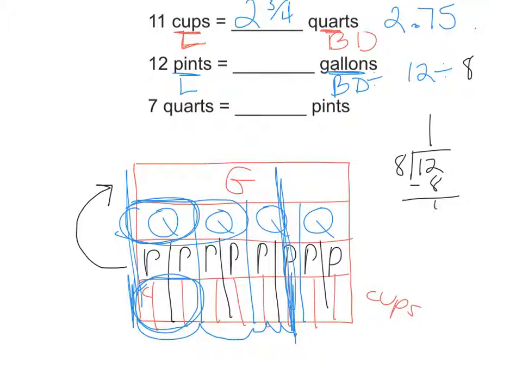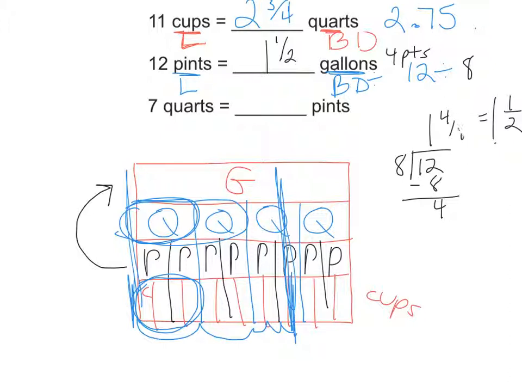12 minus 8 is 4. So I could say that I have 1 gallon and then I have 4 pints left over. Or I could go a step further and say this is a fraction. This is 1 and 4 pints out of 8, which in simplest form, 4 and 8, that would be 1/2. So I could say this is the same as having 1.5 gallons.